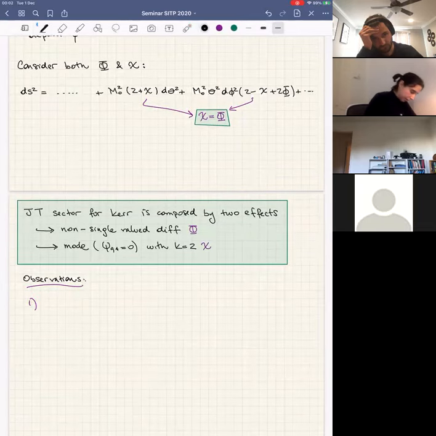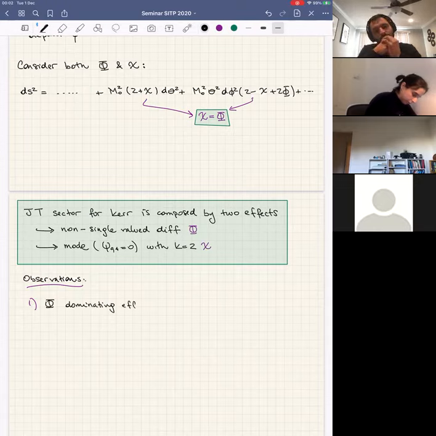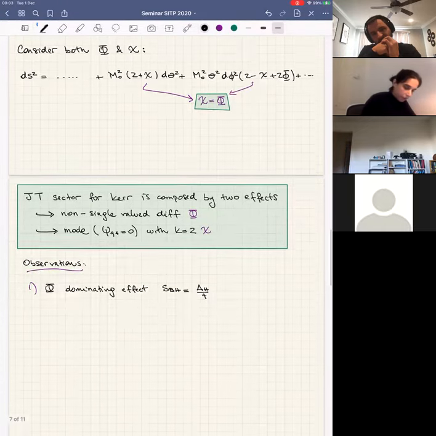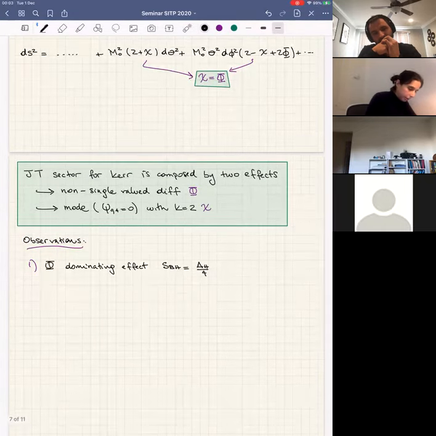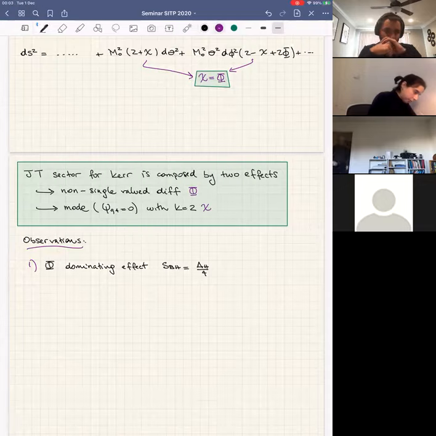You would have said, oh, okay, phi is basically the dominating effect, since if I compute the Bekenstein-Hawking entropy, it is just the area of the horizon divided by 4, just because of how it enters in the line element, okay? So this is not too profound.